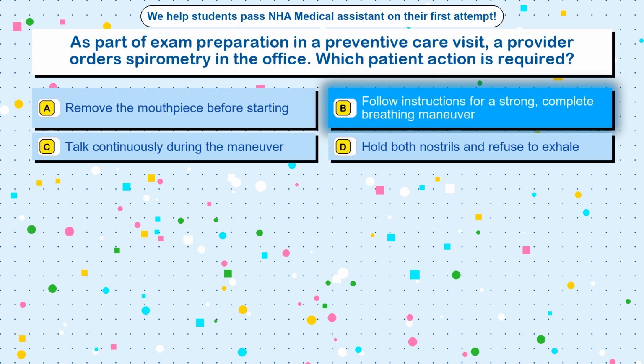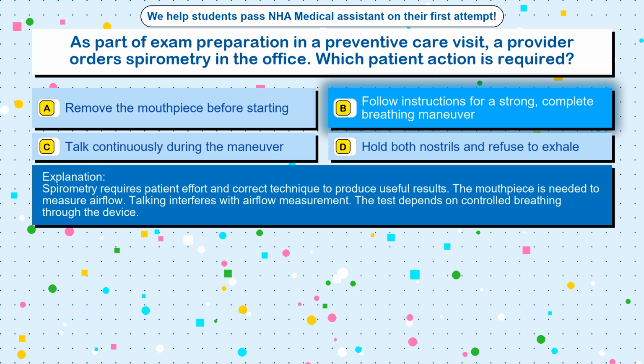The correct answer is option B, follow instructions for a strong, complete breathing maneuver. Spirometry requires patient effort and correct technique to produce useful results. The mouthpiece is needed to measure airflow. Talking interferes with airflow measurement. The test depends on controlled breathing through the device.